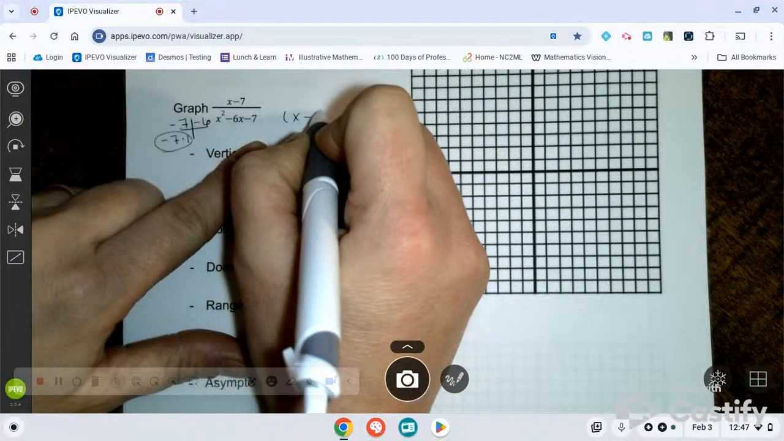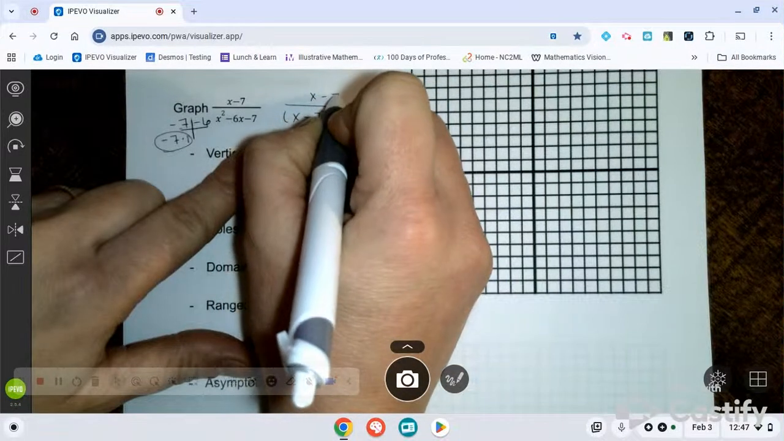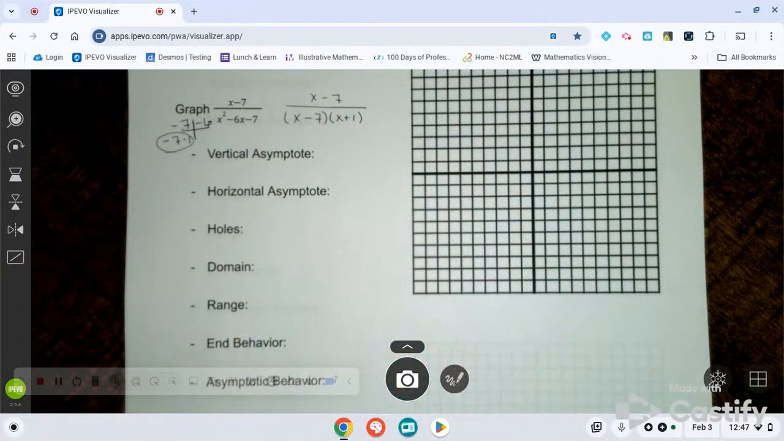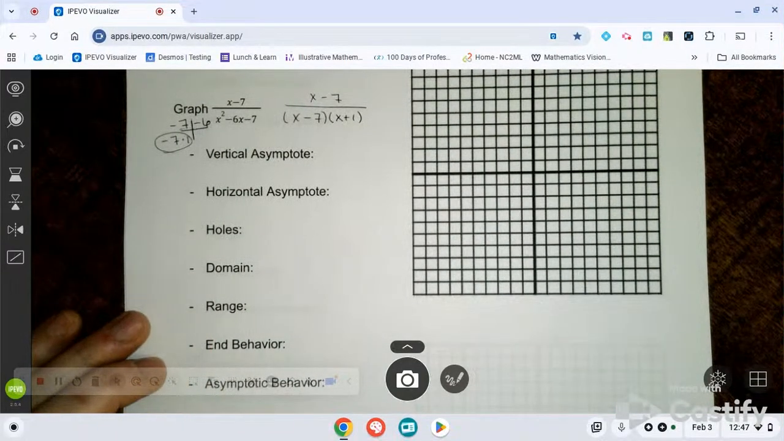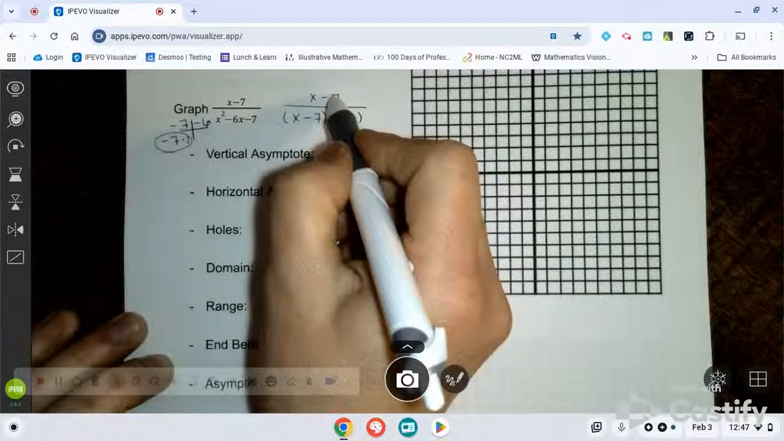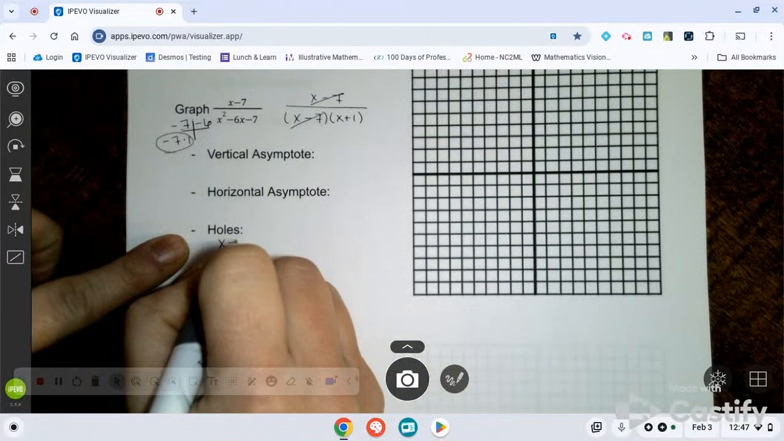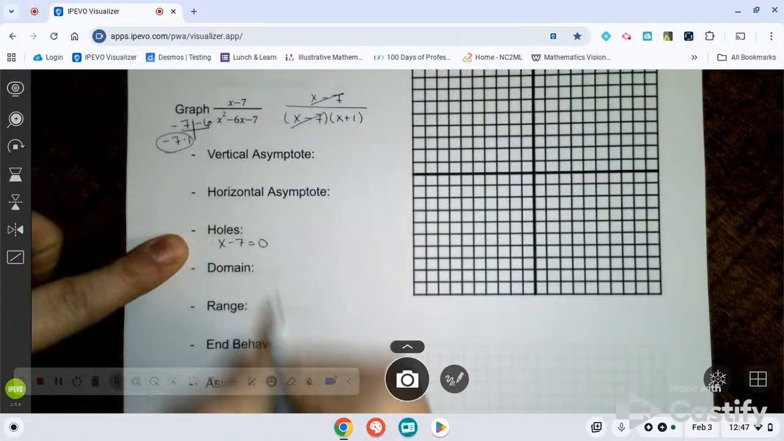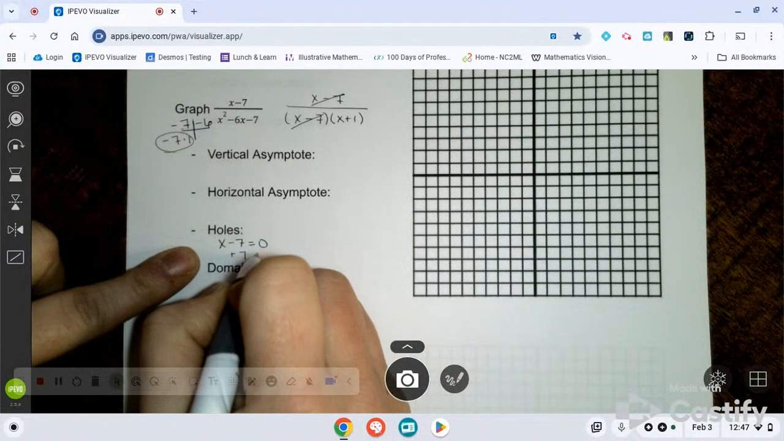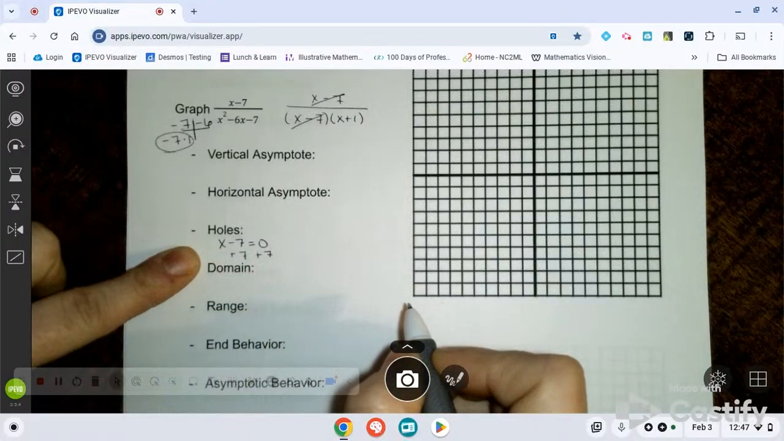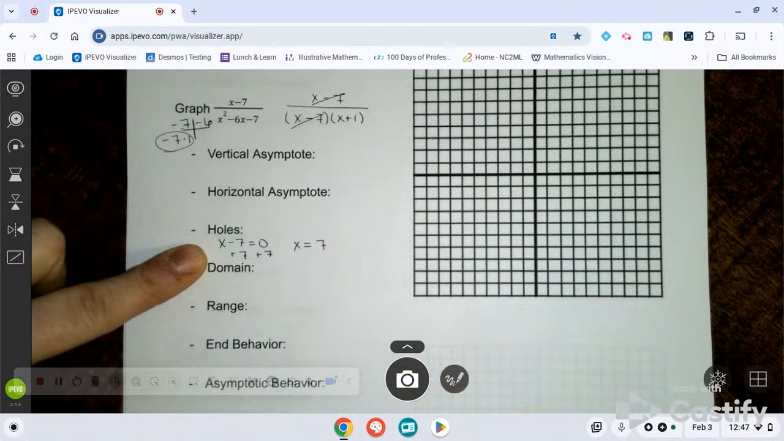So I'm going to have x minus 7 and x plus 1 as my factored denominator. And then the numerator is going to be x minus 7. The factor that cancels out, which is x minus 7, that's going to be the one that helps us to figure out the hole in our graph. So I'm going to set it equal to 0 and solve for x. It does end up being the opposite of the number we see. So this is going to be x equals +7.